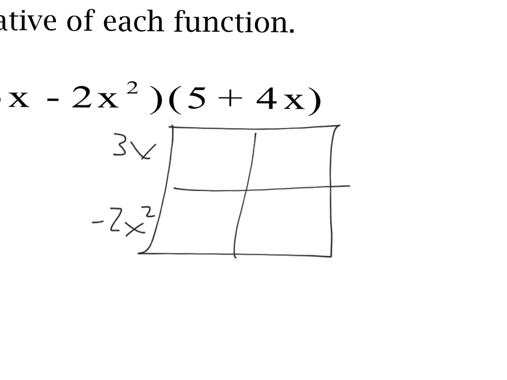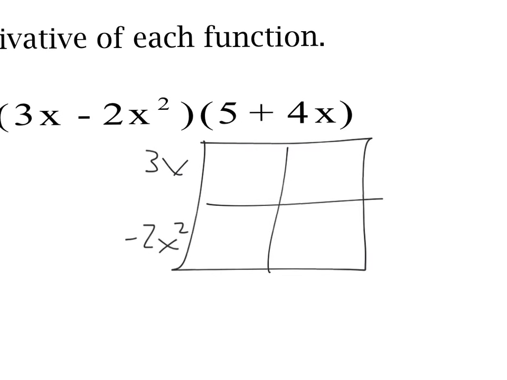And let's just multiply them together. So 3 times 5, that's 15x. That's going to be 12x squared. That's going to be negative 10x squared. And that's going to be negative 8x cubed.